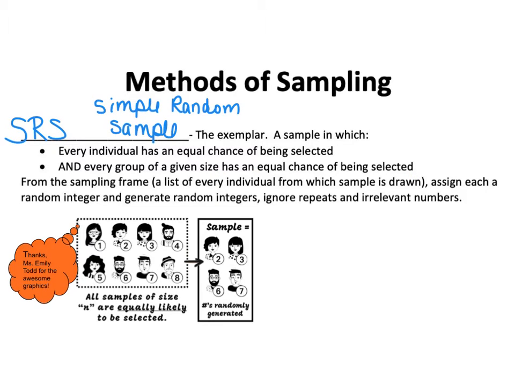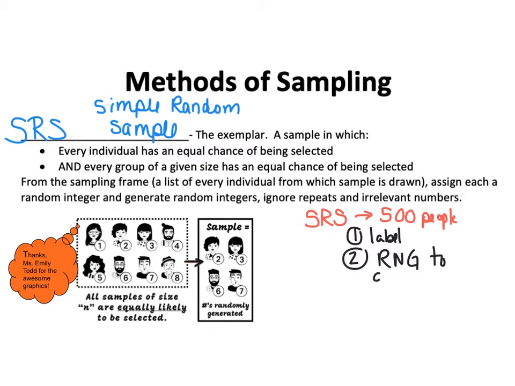The part that you're always tested about is, and every group of a given size has an equal chance of being selected as well. So let's say you have 500 people and you want to do a simple random sample, an SRS. So here's what you do. You label them like 1 through 500, and then you use a random number generator to generate, let's say you want 50 numbers. It would be necessary to also say that you're ignoring any repeats and irrelevant numbers if you were using like 0 through 999 for a random number table.